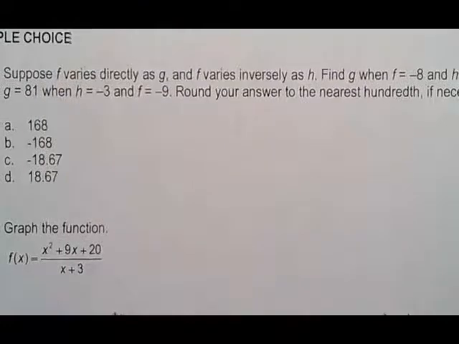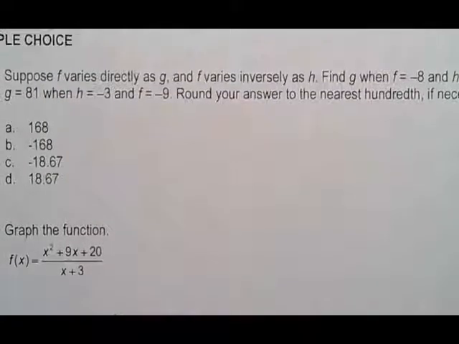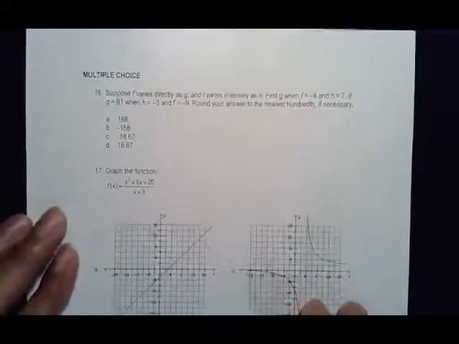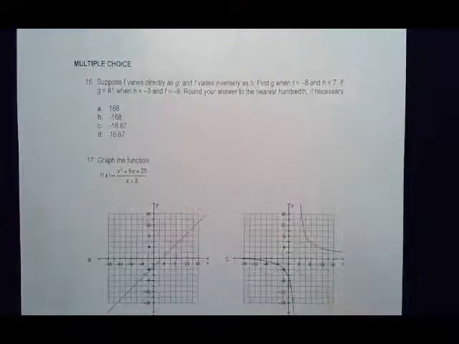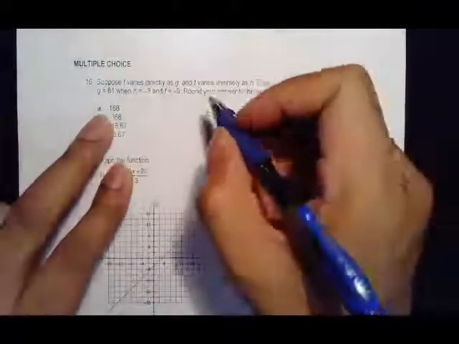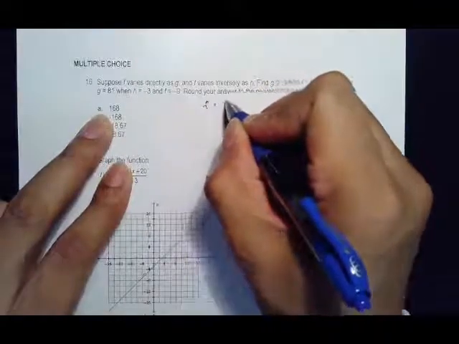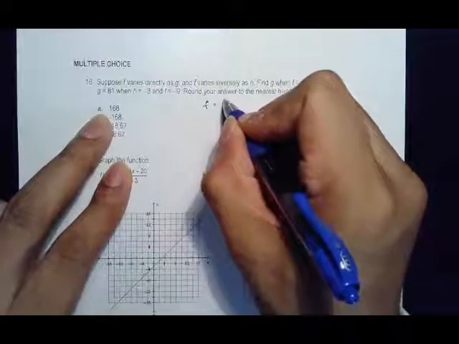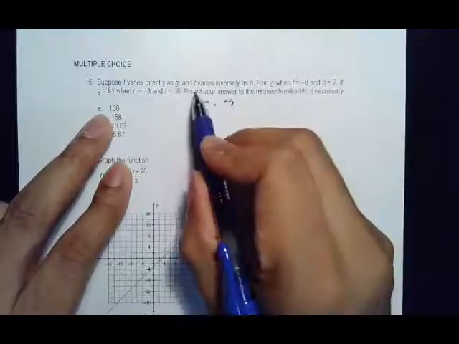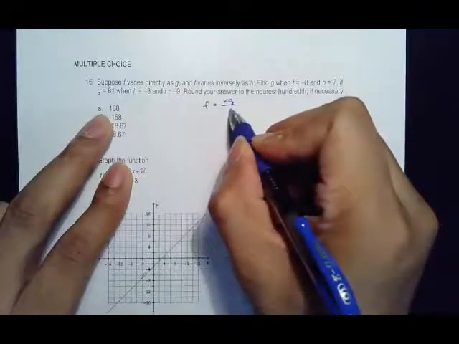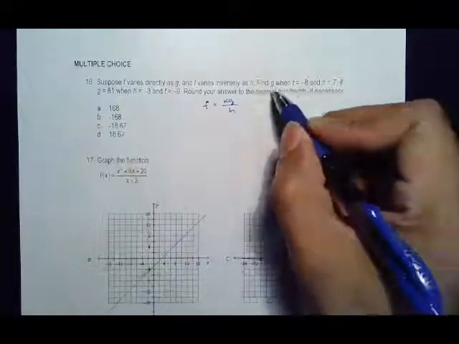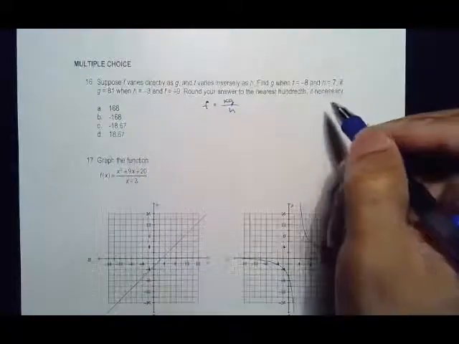Multiple choice questions. Let's zoom out. Let's see if I know how to do that with this new camera. Hey, there it is. Suppose f varies directly as g, f varies inversely as h. This is multiple choice. F varies directly as g, which means it would be k times g, and inversely as h, which means h would go on the bottom. Find g when f equals this and this and this and this.